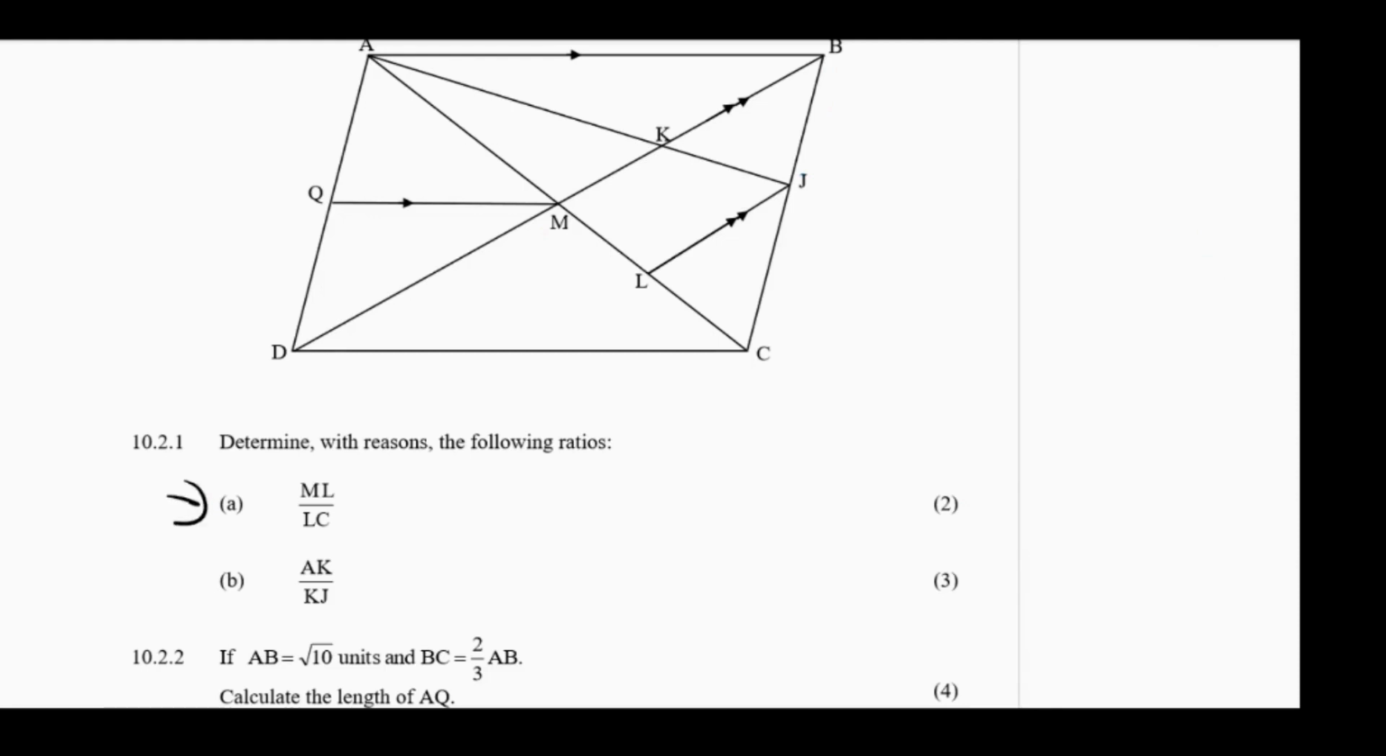So we are done with this one A. Now we're going to B. AK over KJ. So this is AK. So let me use this color. This is AK over KJ. Right. So for us to find the ratio of this one, it means we need to find this ratio, AM and MC.